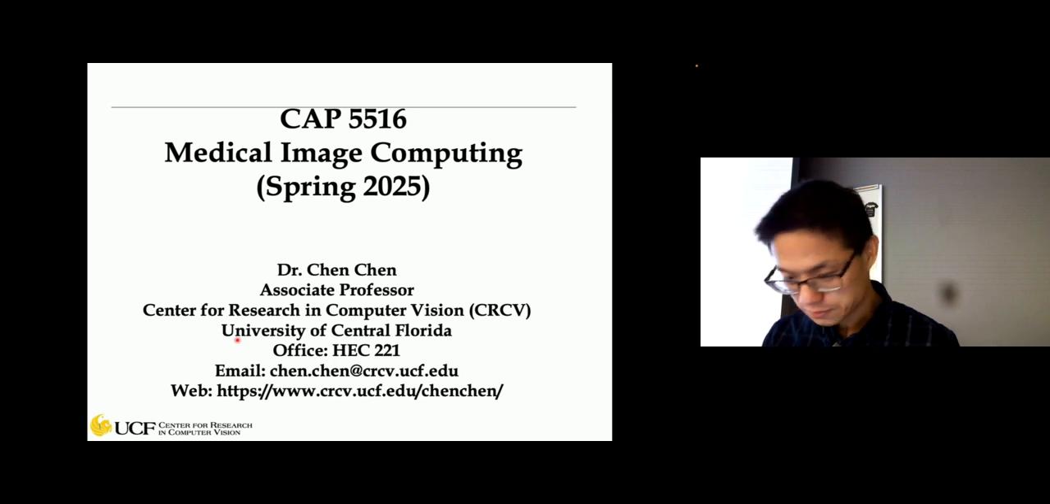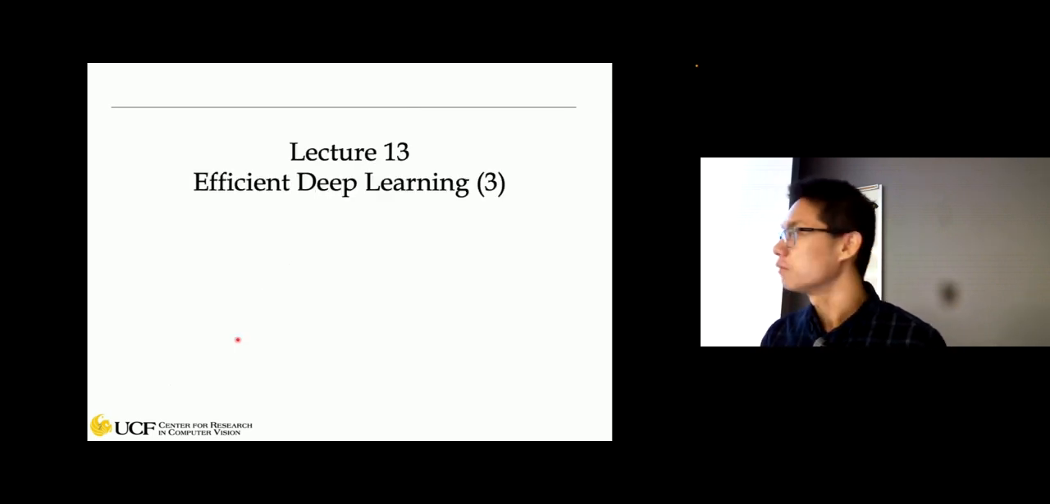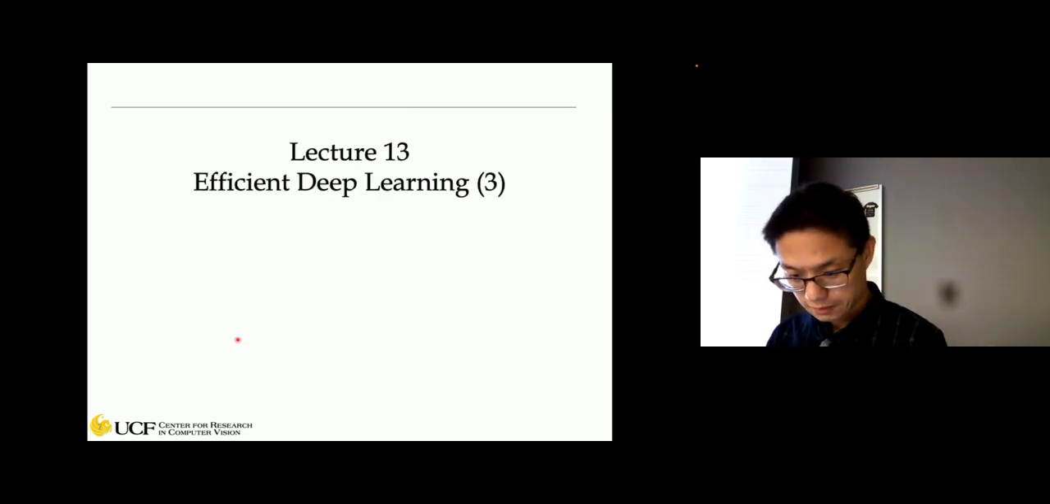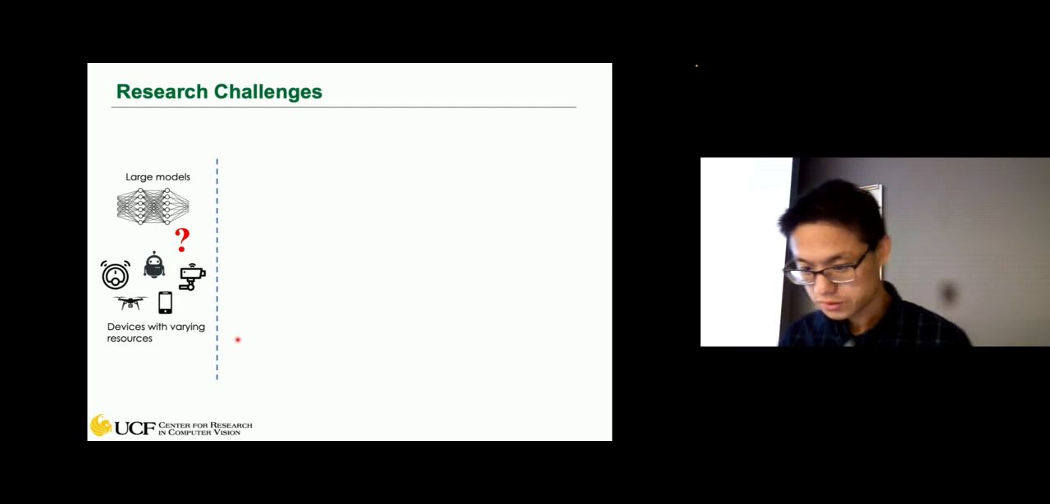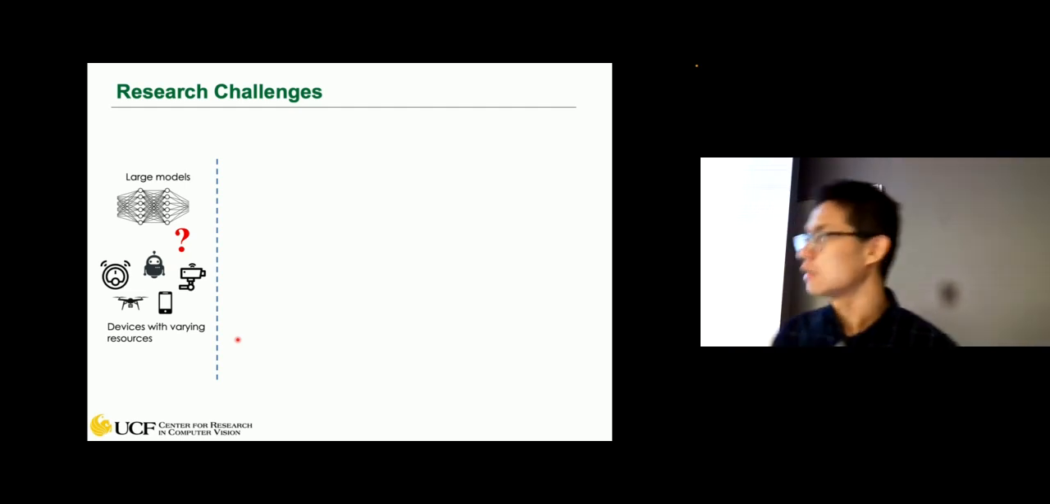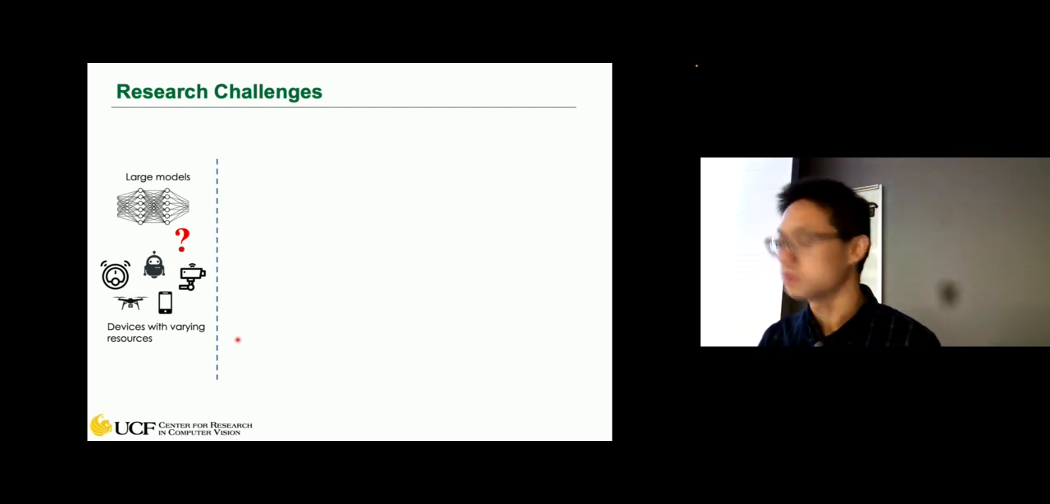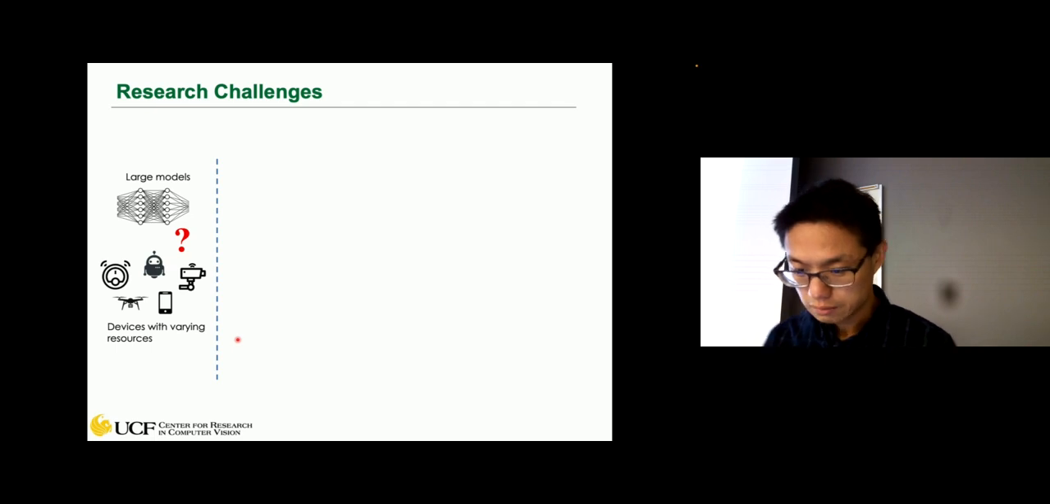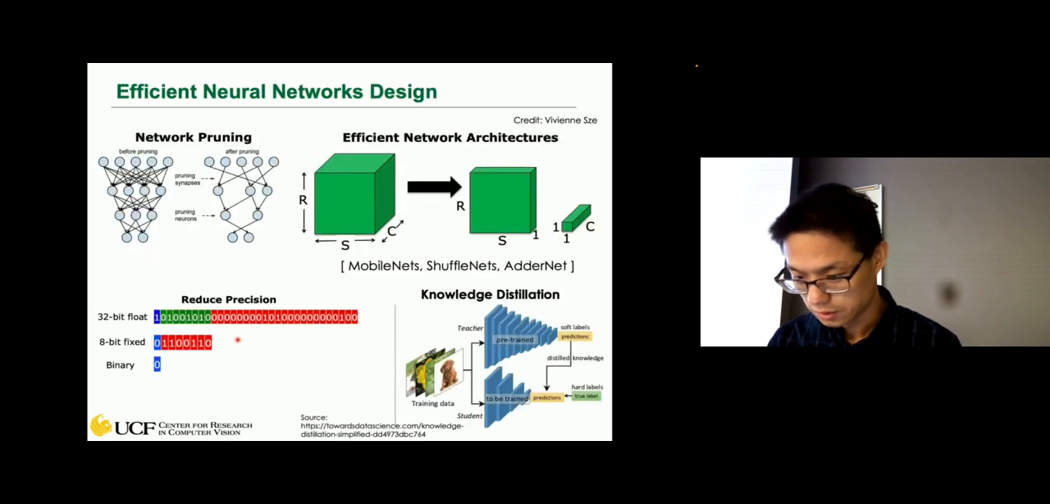Let's get started. So today we'll continue talking about efficient deep learning. So we are still trying to address the first challenge we mentioned, right? So how these deep learning models are able to cope with the varying resources during real-world applications.